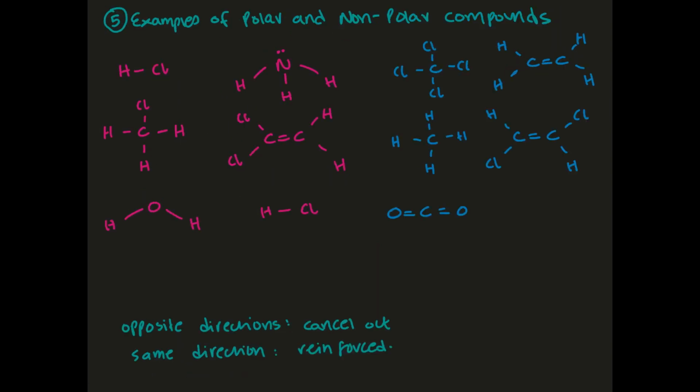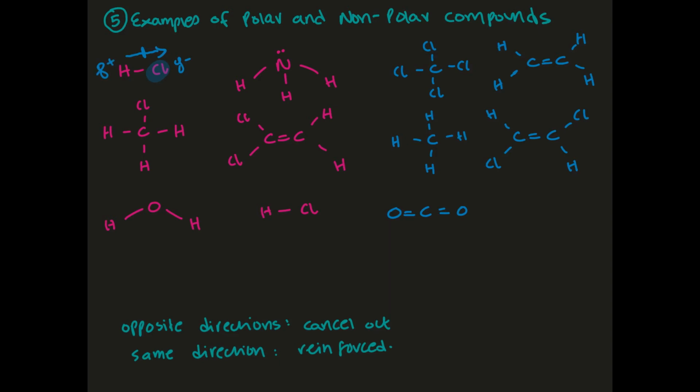The last thing that we're going to be looking at is examples of polar and nonpolar compounds. So towards the left, I've made polar compounds in pink. So in this case, if you look at HCl first, chlorine is going to be more electronegative. So it's going to pull the electron density towards itself compared to hydrogen. So in this case, since chlorine is pulling the electron density towards itself, it's going to be partial negative and hydrogen will be partial positive.